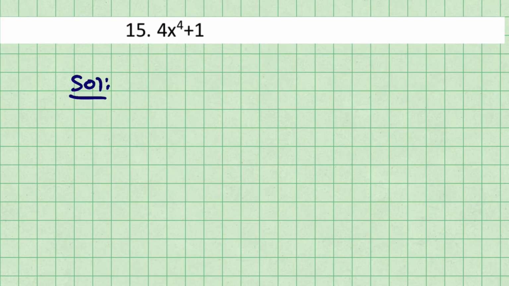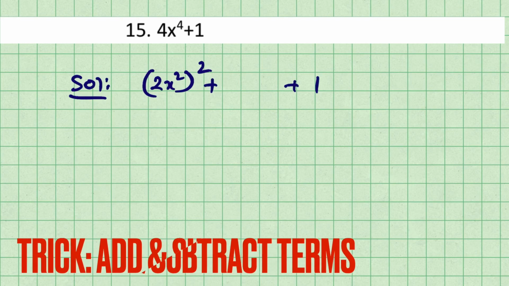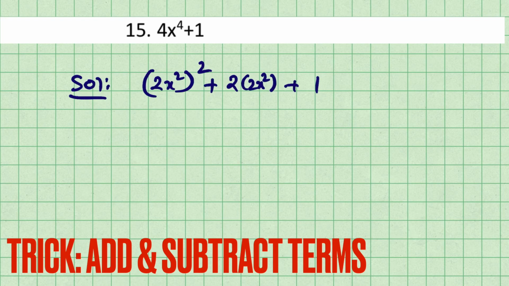The formulas used in this question are (a plus b) whole square and a square minus b square. It doesn't look factorizable from the outside, but when we add and subtract one term, then it is easily factorizable. Let's look at 15, which is quite similar to 14. Again, I have 4x raised to the power 4, which can be written as (2x square) whole square, and then we already have 1. So in between we can have 2x square.